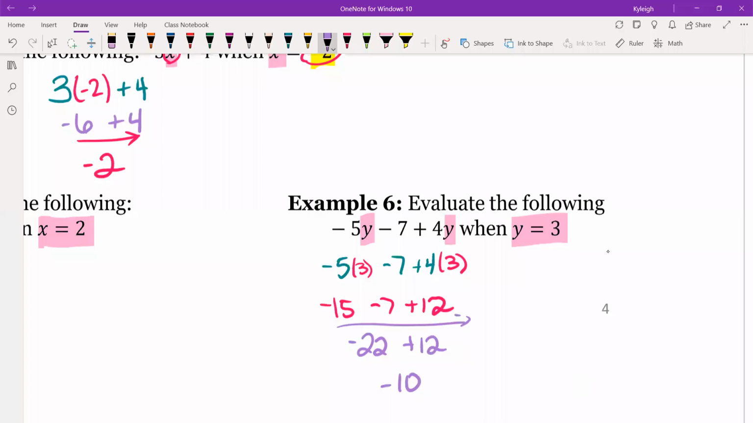All right, so hopefully you plugged in the 3 for the y, you multiplied, and then you went left to right. You should get x is -10.